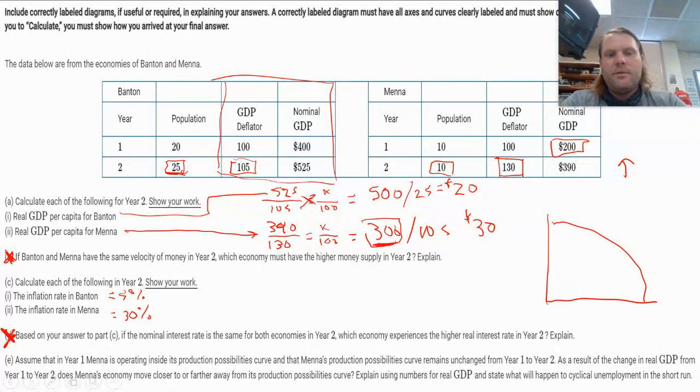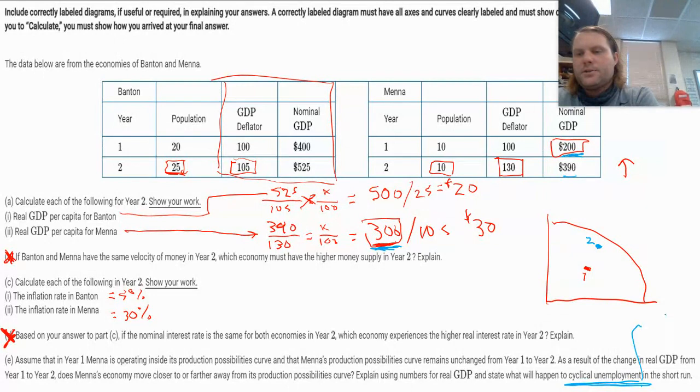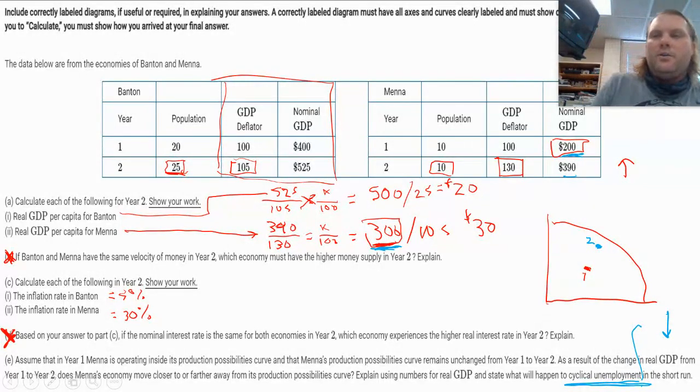From year one to year two, MENA's economy moves. Let's just say we're going to set a point here where it starts in year one. Okay, and we know since we're producing more stuff, we're making more money, we're using more resources, we are going to be closer to that production possibilities curve. Okay, that's what they want you to be able to describe. Last but not least, our cyclical unemployment is going to decrease in the short run. The reason it's decreasing is because GDP is increasing. Cyclical unemployment is going down because we need people to produce. We're going to assume we need people to produce at that higher real GDP.